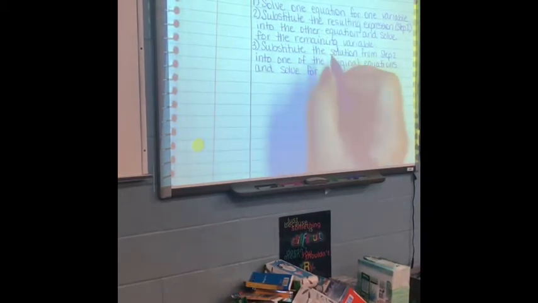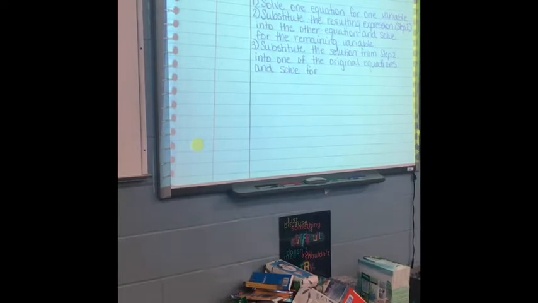Why do I need to solve for 2 variables here? Trying to find a point of intersection. I need my x and my y.